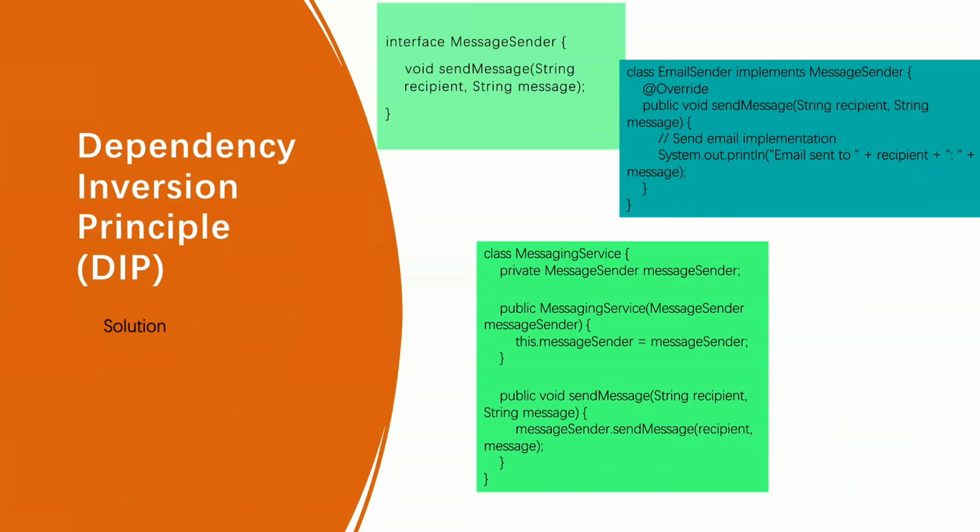This adheres to the dependency inversion principle because the high-level module, messaging service, depends on an abstraction, message sender, rather than a concrete implementation. This design promotes loose coupling between modules, making the system more flexible and easier to maintain. Additionally, it allows for easier substitution of different message sending implementations without modifying the messaging service class.